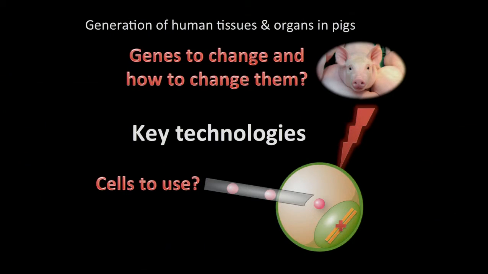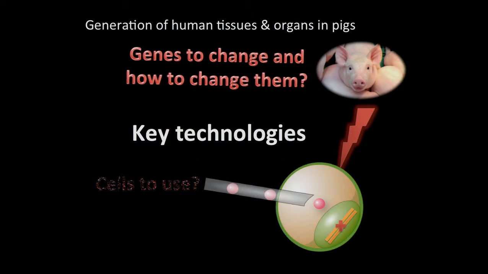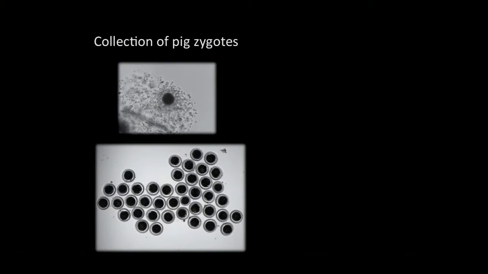So same in the pig, what do we do? There are 2 technologies we need to consider here: the genes to change and how to change them. I'm going to first talk about that. So we have a wonderful collaboration at UC Davis and also from Spain. They have a big pig farm. We can collect a lot of zygotes, the one-cell embryos from the pig.